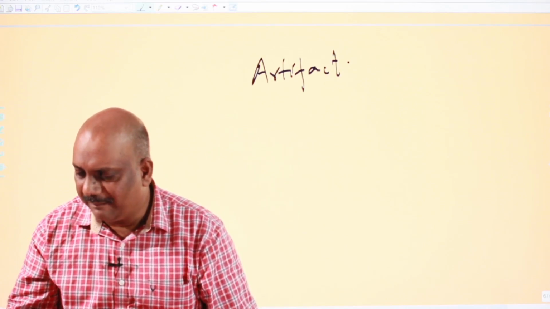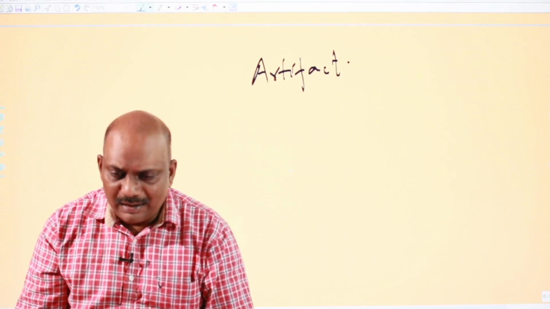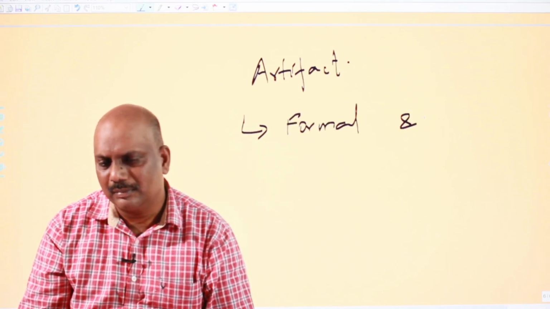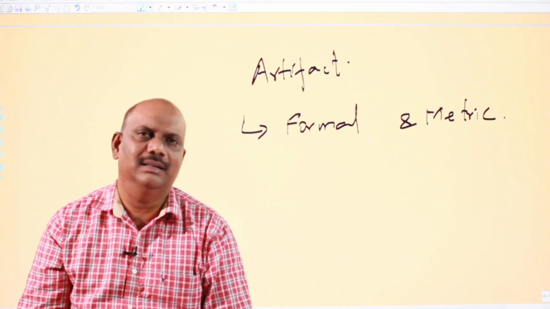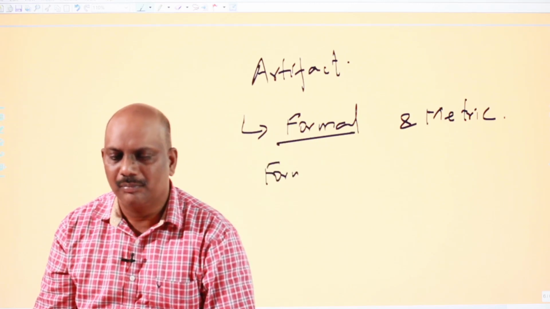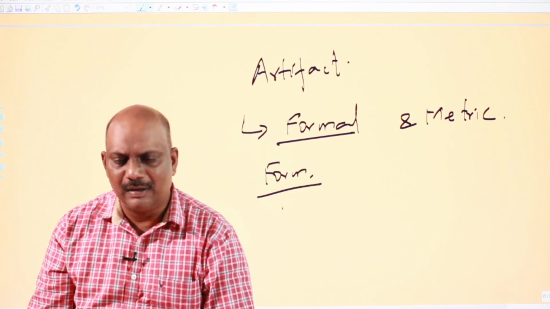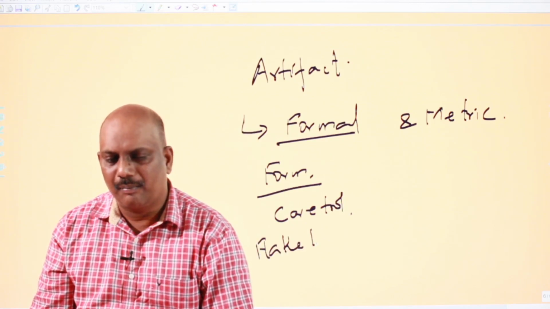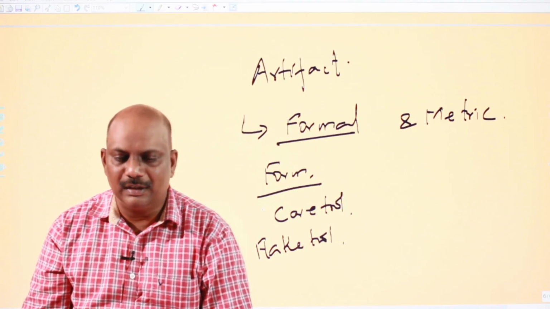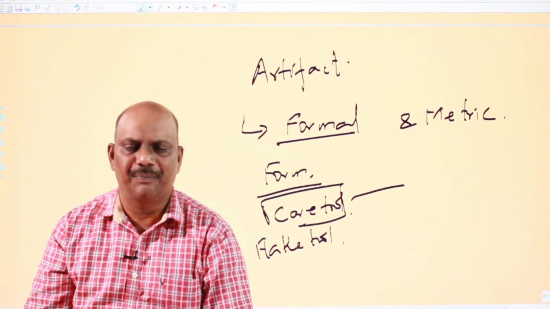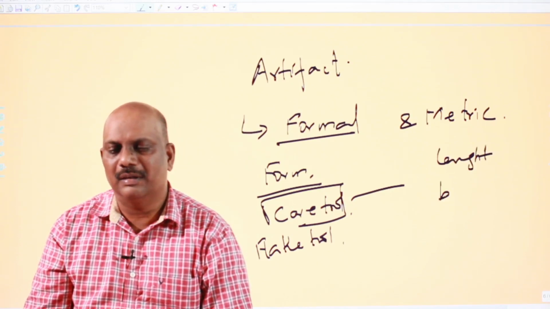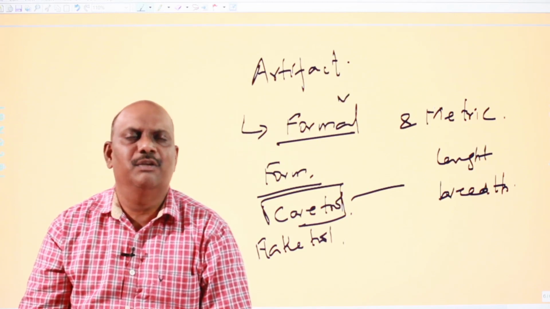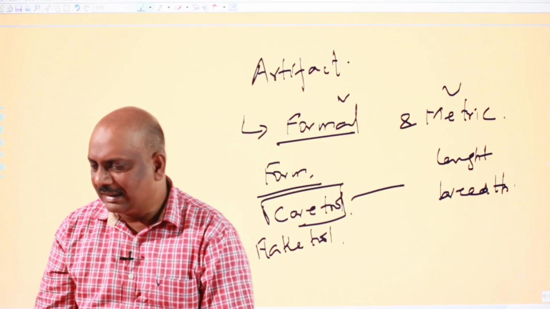Once we unearth an artifact, this artifact will be subject to formal and metric analysis. Formal means its form. So what type of stone tool is it? Is it a core tool, or is it a flake tool? If it is a core tool, then in metric analysis you will be doing some measurement. What is the length? What is the breadth? Etc. So the artifact will be subjected to formal and metric analysis. Then we will classify it into typologies.